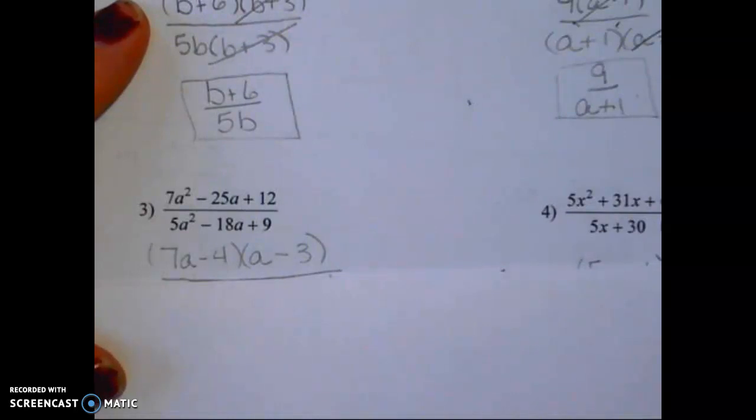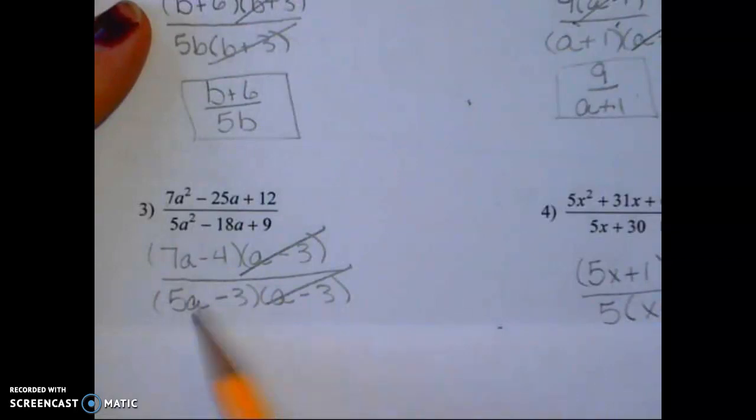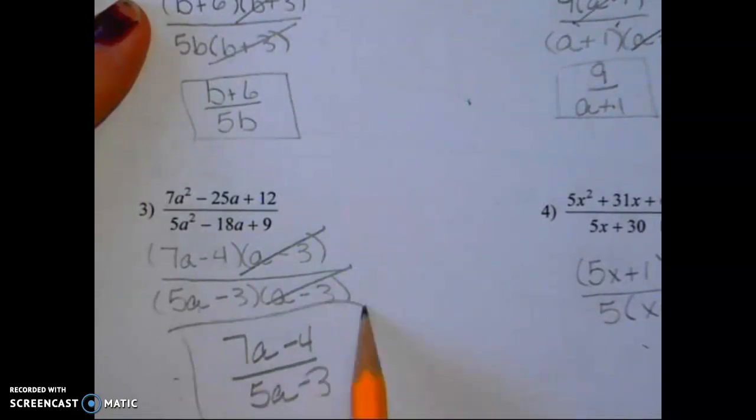The denominator works the same way. 5a squared breaks into 5a times a. Factors of 9 are 3 and 3. Cancel what you can. Can you cancel these a's? No, because they're part of binomials. Final answer is 7a minus 4 over 5a minus 3. Circle that answer.